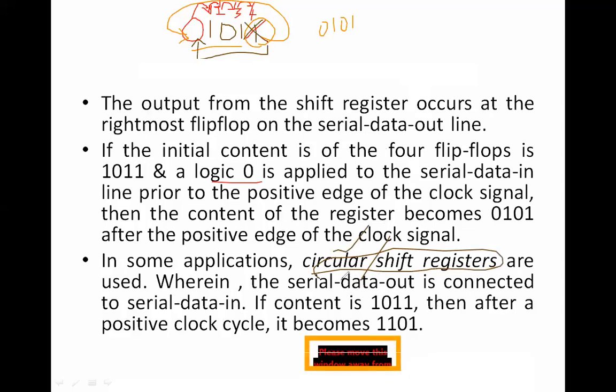So when I say circular shift register, can you tell me what the output is going to be? If my initial data was, let me put it up here, 1, 0, 1, 1, after one clock given, what is going to be my output? After one clock signal, what is going to be my output? If you have understood, you should be able to answer this, if it's a circular shift.